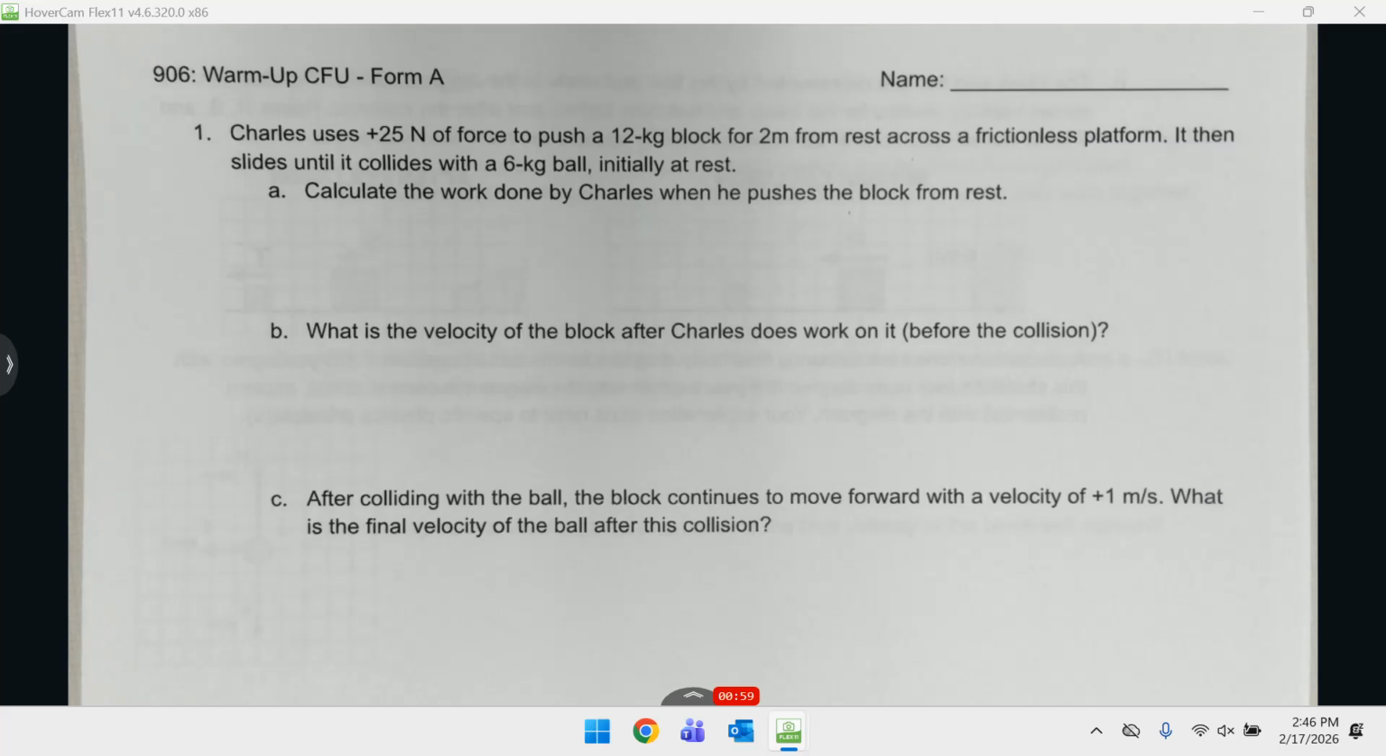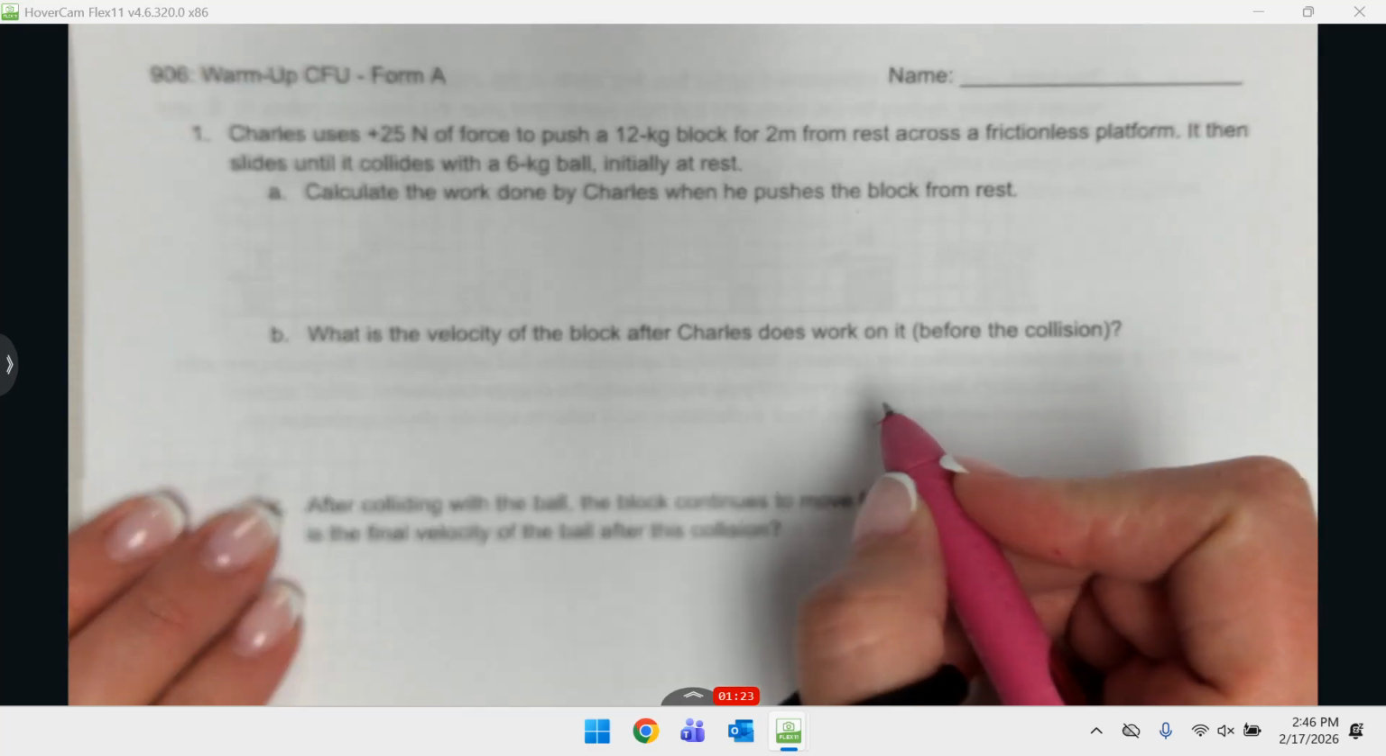The scenario has two different parts. It has a section of motion where Charles is using a force to move a block. So Charles is doing work, which is what we're going to be analyzing in part A. And then after he does work, it's moving because he pushed it, and so once it's moving, there's going to be a collision. So again, there are two different parts of this to analyze, starting with the work done.